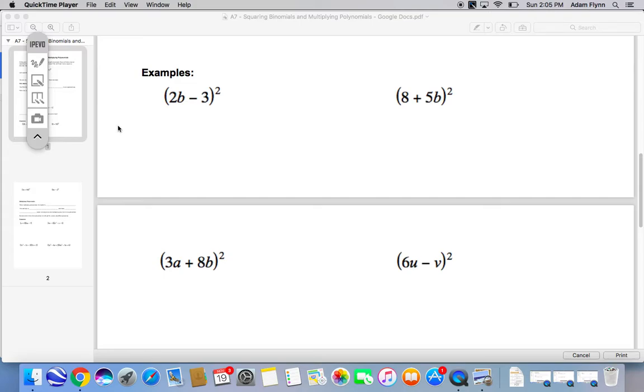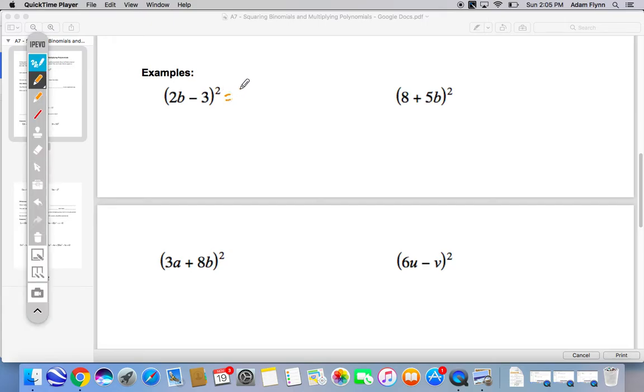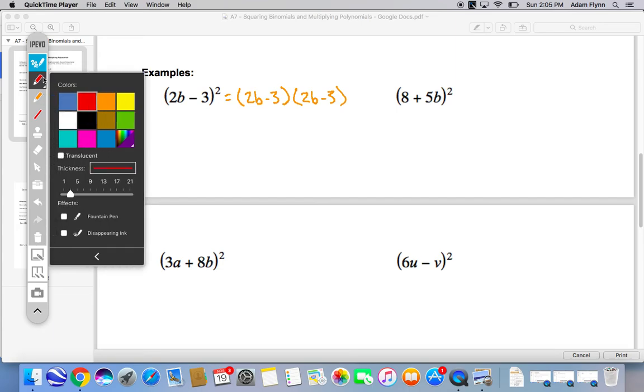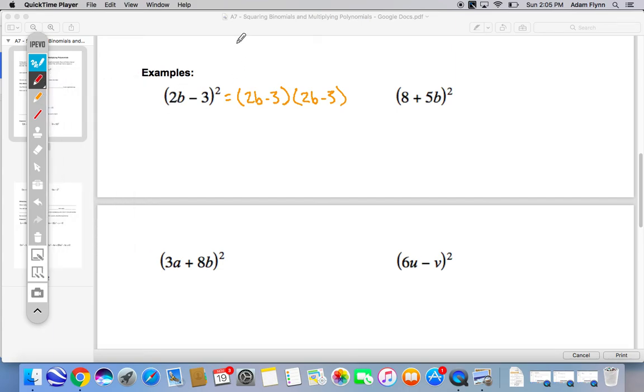This is the example video for squaring binomials. So what I'll do, I'll expand. So I'll rewrite this as 2b minus 3 times 2b minus 3. Now what I'll do, I'll FOIL these binomials. So my first terms, 2b times 2b, well I know that is 4b squared.